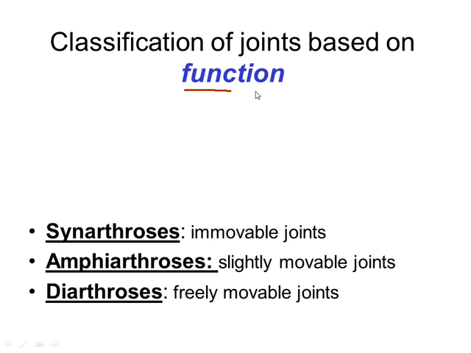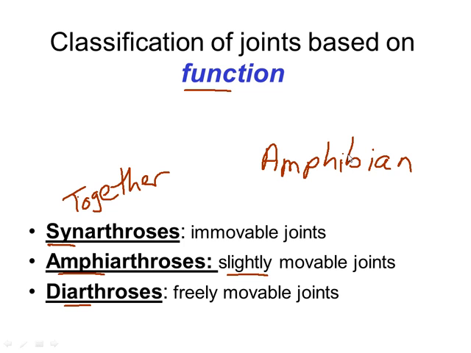So we can identify them as synarthrotic, amphiarthrotic, or diarthrotic, or synarthrosis, amphiarthrosis, and diarthrosis. The prefix syn means together. So that's an immovable joint, one that doesn't move, like in your skull. Amphiarthrosis, that's slightly movable. The way I remember that, have you ever heard the word amphi associated with anything else? Amphibian. An amphibian is both water and land, right? So amphi means both ways. It can go both ways. So it's slightly movable.